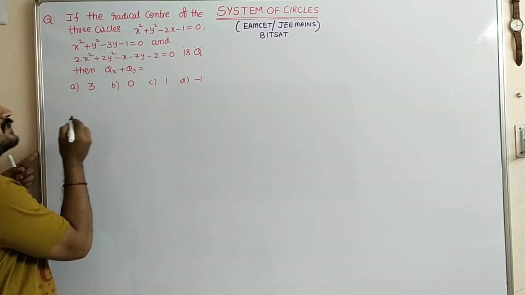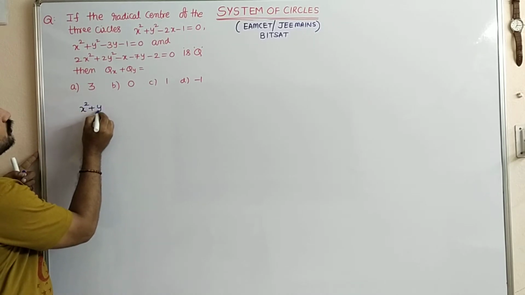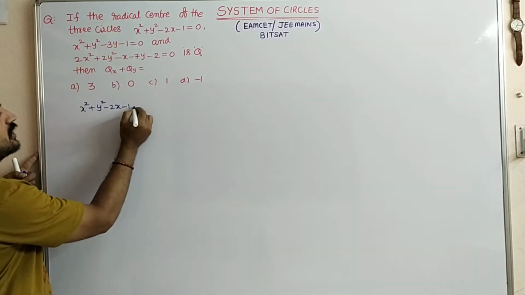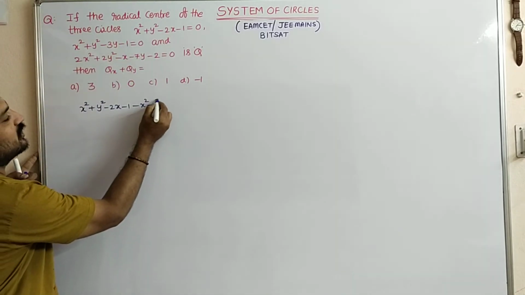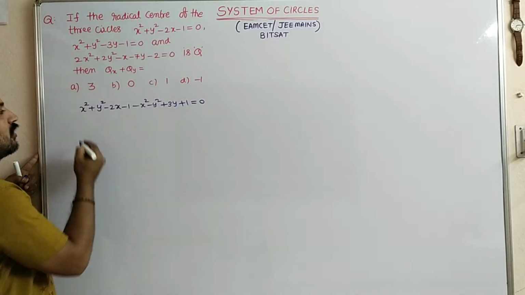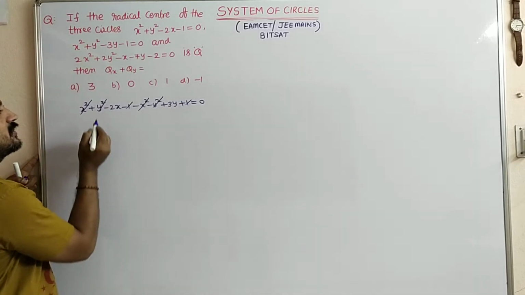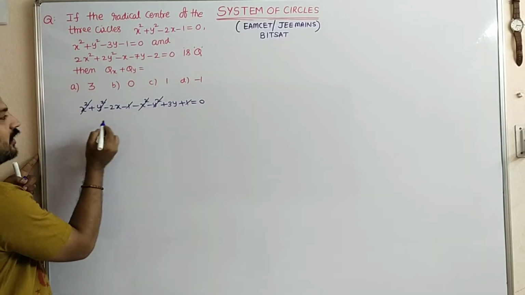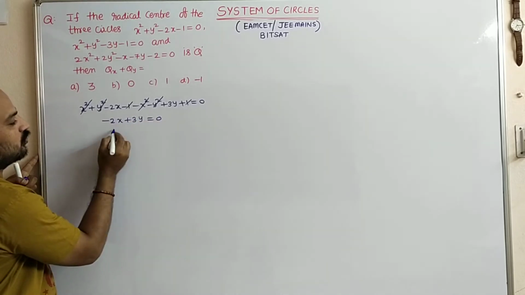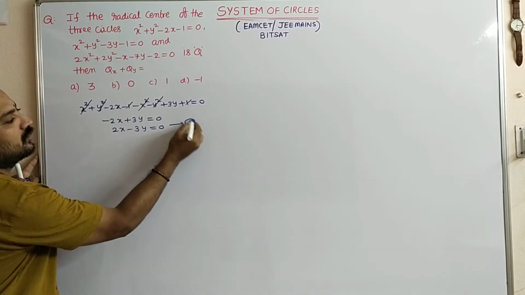First circle minus second circle. Directly I am writing x square plus y square minus 2x minus 1, and subtract this equation: minus x square minus y square plus 3y plus 1 equal to 0. x square, y square minus x square, y square, and minus 1 plus 1 get cancelled. Remaining is minus 2x plus 3y. So we can write it as 2x minus 3y equal to 0. Put that as equation number 1.